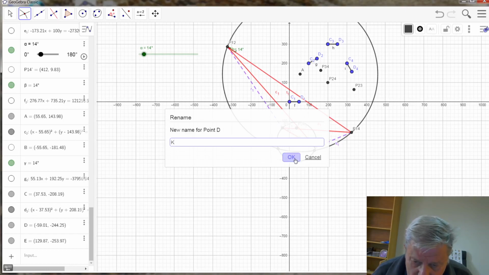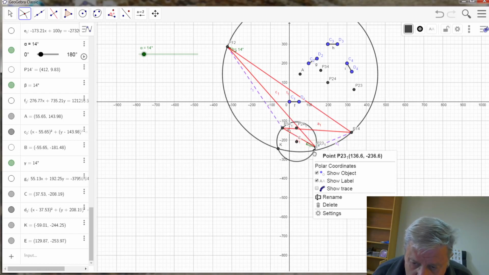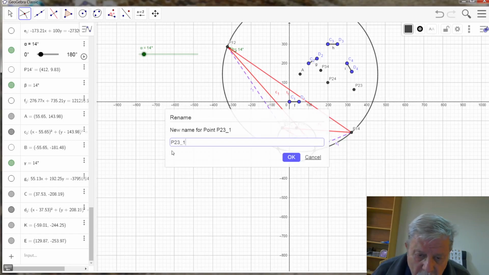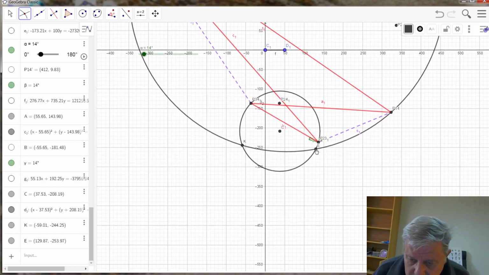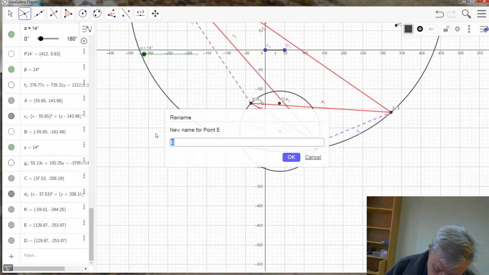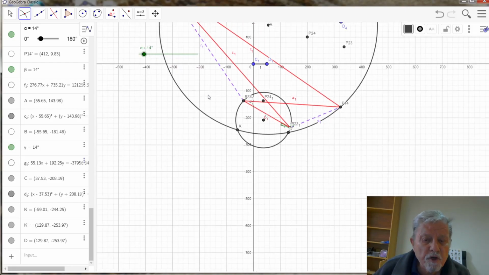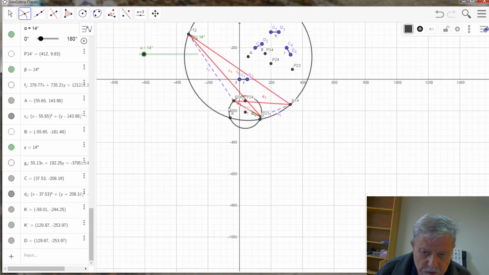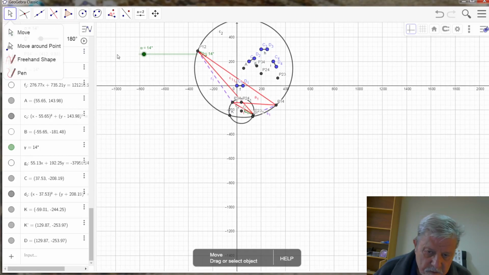K, okay. This point, I'll call it K prime. These points will be on the circle point curve. Now, let me move it over here.